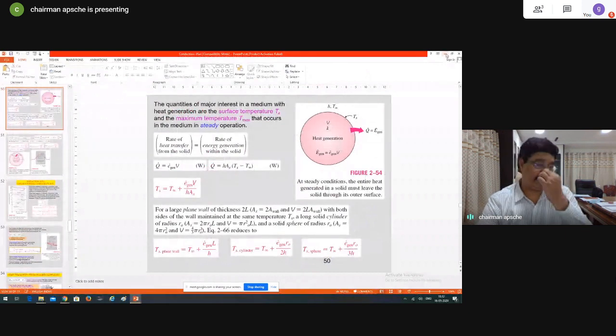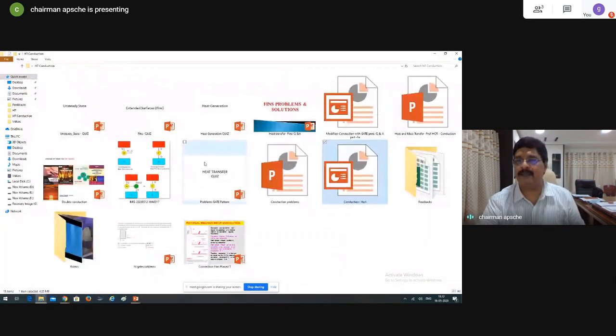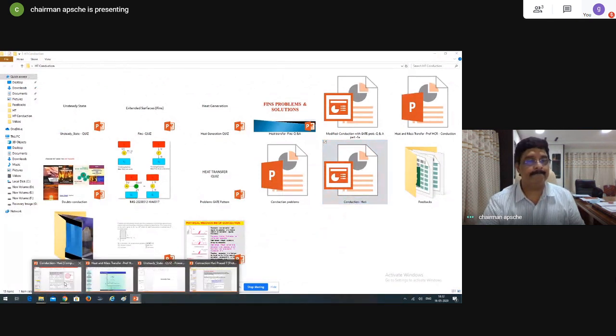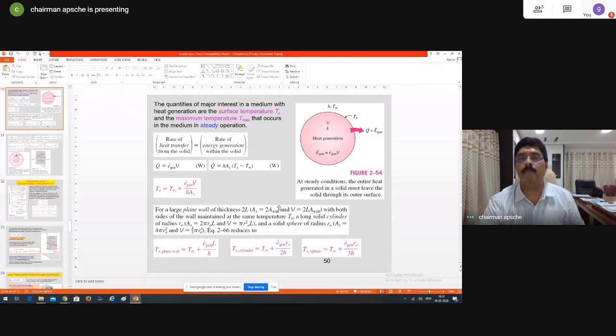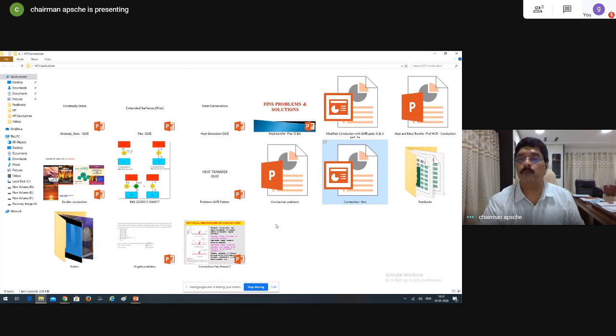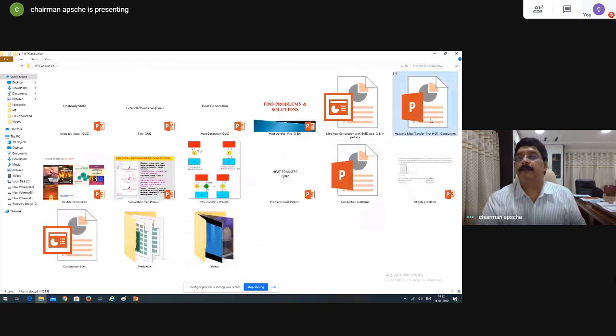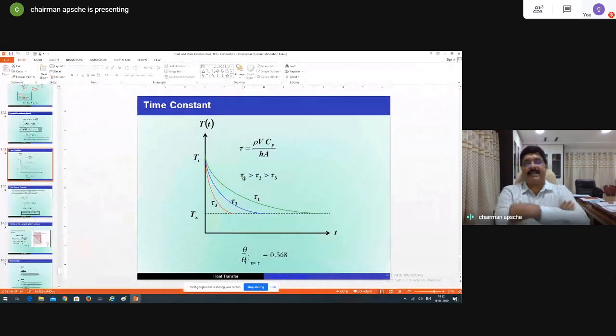I think we have discussed everything we needed to discuss about the fins and unsteady state. There is one concept I could not complete in unsteady state. That is the time constant of a thermocouple. So let me explain this and then move further. What is the time constant of a thermocouple? Now, why do you use a thermocouple? A thermocouple is used to measure the temperature of a fluid.